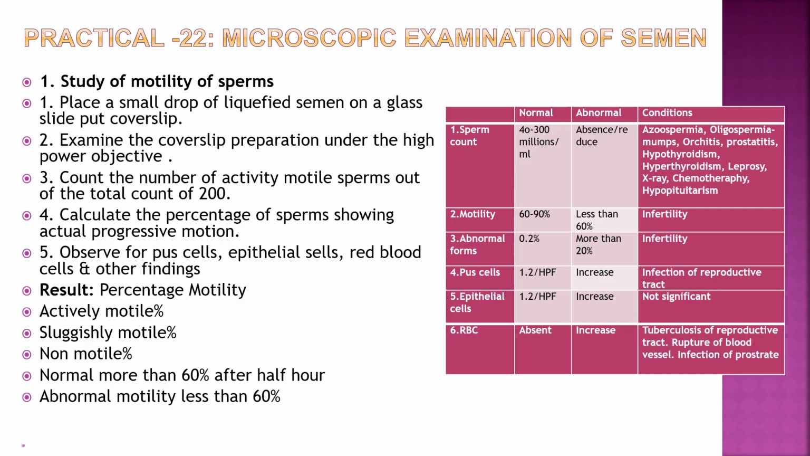The report is given as actively motile, the sperms which move very fast; sluggishly motile, the sperms which move side by side only; and non-motile, meaning non-moving sperms. Normally more than 60% of sperms are actively motile.